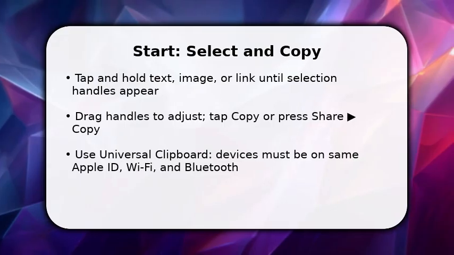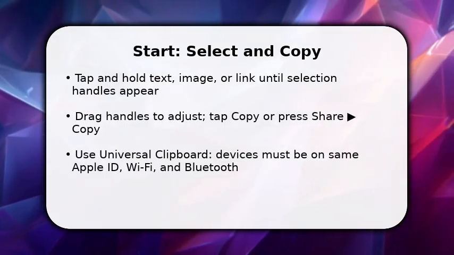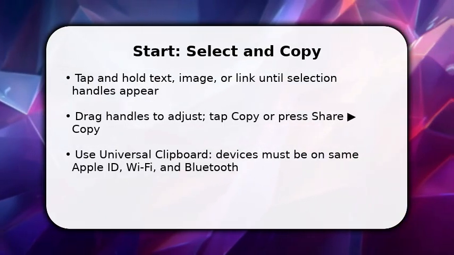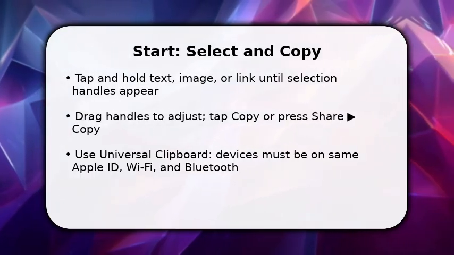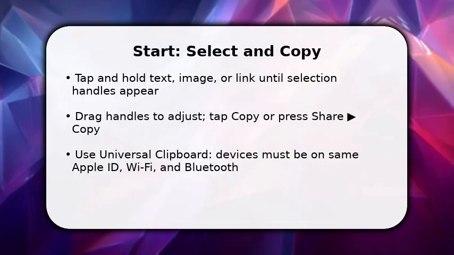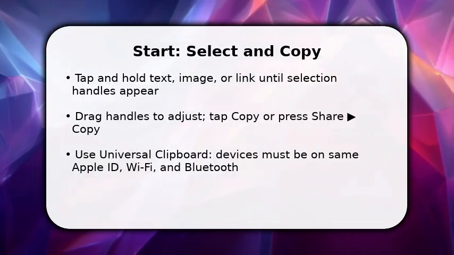You begin by selecting precisely what you want to copy. Tap and hold the text, image, or link until the selection handles appear, then drag to refine your choice. Once selected, tap Copy or use the Share menu and choose Copy.